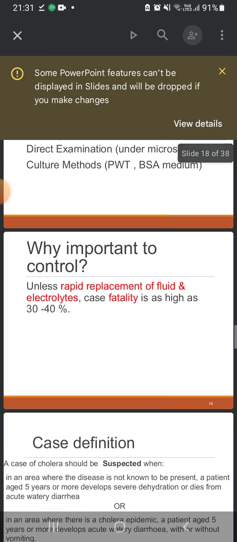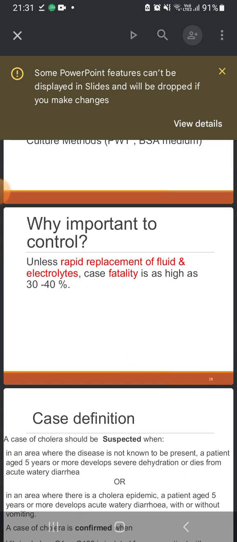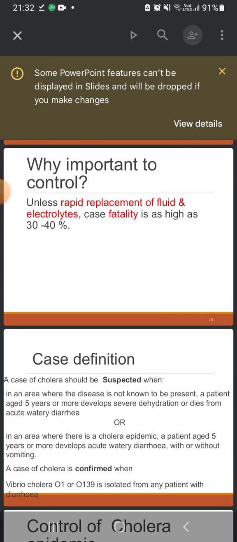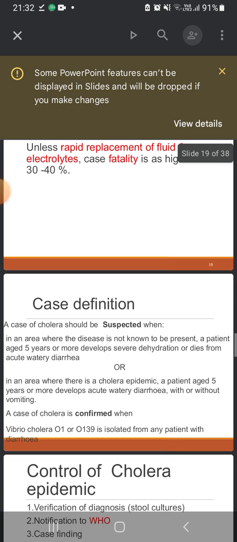Why is it important to control? Because if rapid replacement of fluid and electrolytes is not done, the case fatality is as high as 30 to 40%. It means if you're not going to resuscitate the patient and replenish his fluid, 30 to 40 people out of 100 can develop mortality. So it's very important.